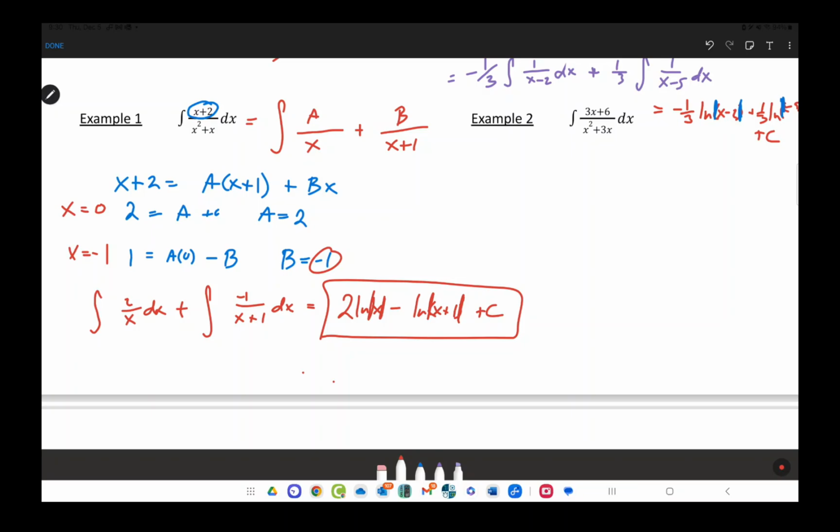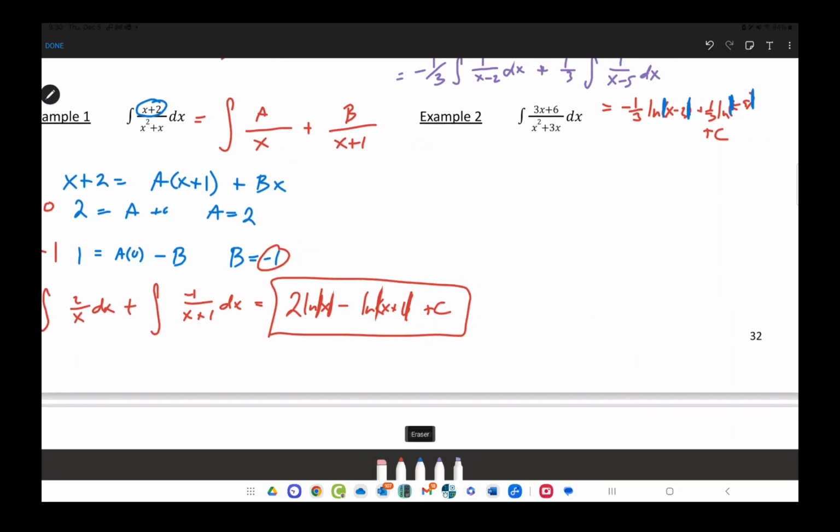You guys try number 2 again? Yes, please.